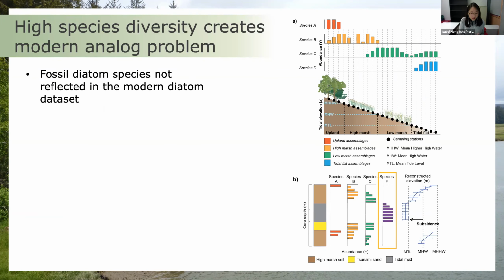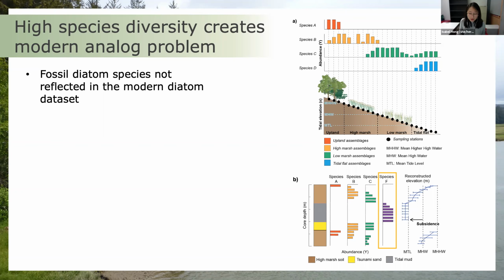Now, the challenge that we've been facing with developing a diatom transfer function to reconstruct land level change in Cascadia is this modern analog problem caused by the high species diversity of diatoms. What that looks like is that we can have diatom species, for example here in panel B, a species F that's really abundant in the fossil diatom record that we don't see in high enough abundance in the modern day distribution.